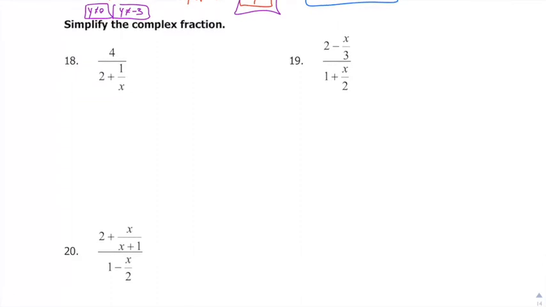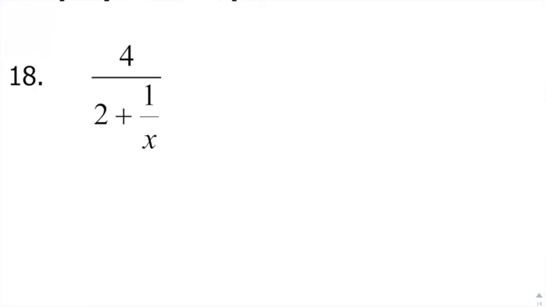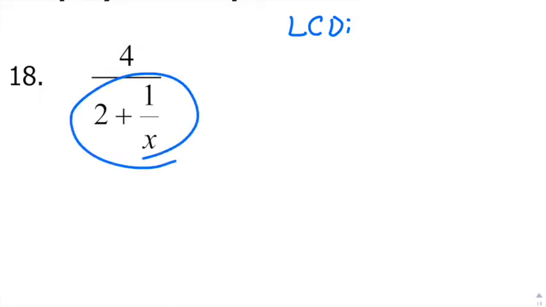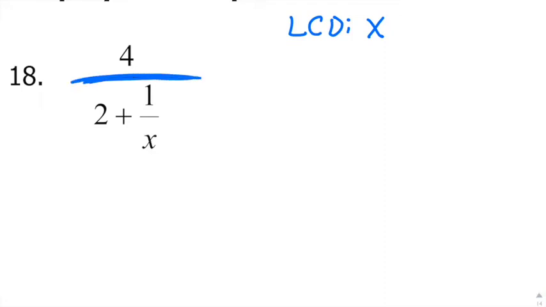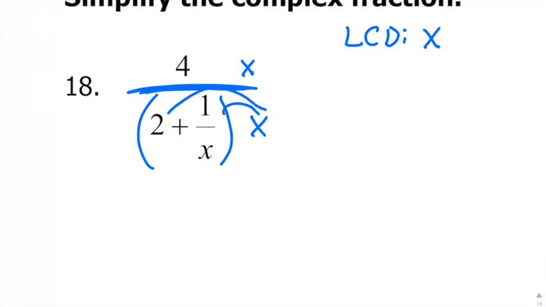Last category of problems here is when you have a rational expression divided by another rational expression. These kind of get a little weird. So we still want to figure out what the LCD is, but you look at these individually. That's not a fraction, so we don't have to worry about a denominator. And that right there is a fraction. We've got to look at that denominator, and that denominator has an x. So what we're going to do is multiply the 4 by x, and then multiply this entire denominator by x, which means we actually have to distribute.